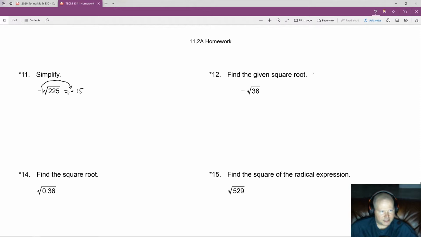And because of that sign right there, we only take the principal, or the positive one. Next one, we take the negative square root of 36, so we carry over the negative, and then we take the square root of 36. 6 times 6 is 36, so it is a 6.